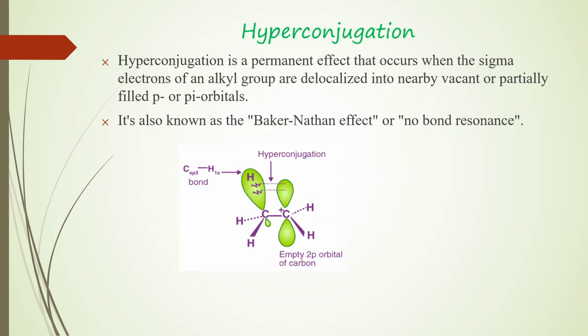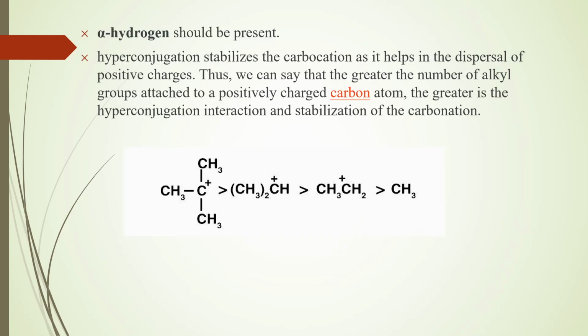Then hyperconjugation. Hyperconjugation is a permanent effect which occurs when the sigma electrons of an alkyl group are delocalized into the nearby vacant orbital or partially filled pi orbitals. It is also called the Baker-Nathan effect or no bond resonance. Here the bond shift doesn't take place, only the electrons are moved. For hyperconjugation, an alpha hydrogen should be present in the molecule. Based on the alpha hydrogens, the hyperconjugation effect increases.